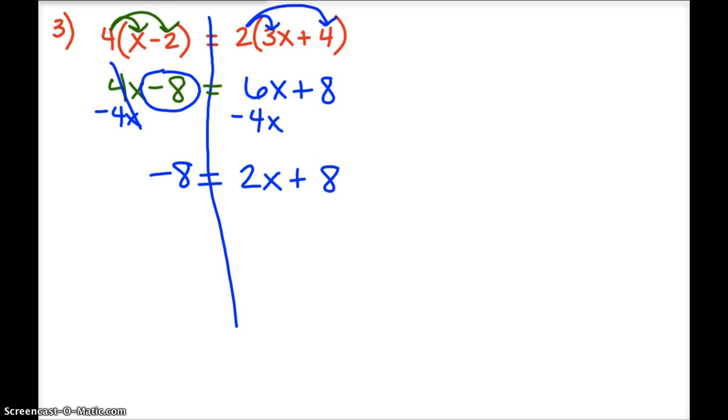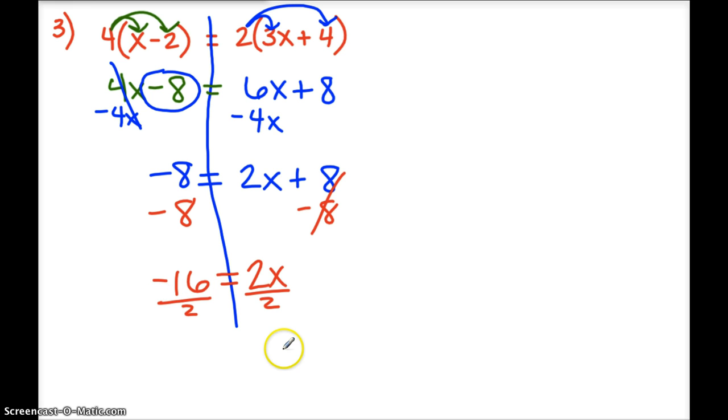All right, next step, get rid of that addition or subtraction. So it says plus 8, so I'm going to subtract 8 from each side. Okay, so I'm left with 2x over on the right, and on the left-hand side, negative 8 minus 8. You're going further into the negatives. I get negative 16. And then finally, I'm going to divide by 2, and negative 16 divided by a positive 2 is a negative 8. And we're done.